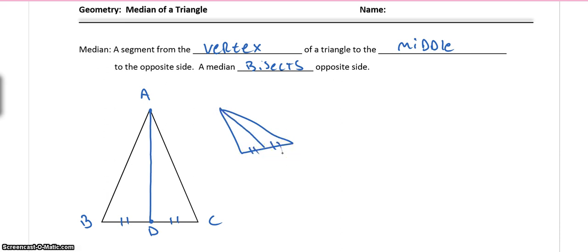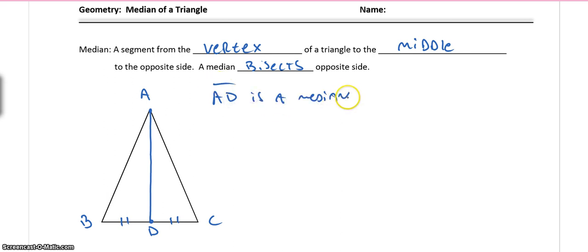Alright, so median can be from any vertex, and it cuts the other side in half. It bisects the other side. So from vertex A, in this case, AD is our median. Alright, and what that does is it causes the segment BD to be congruent to DC. So those two pieces would always be equal. And again, a median can come from any vertex. Right? Can come from vertex C and go to this side as long as it cuts it in half. Alright, so that's what a median is.